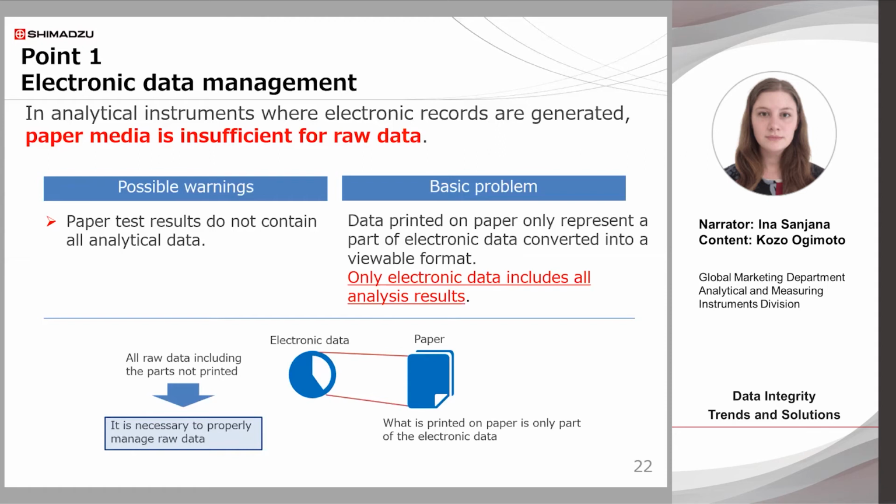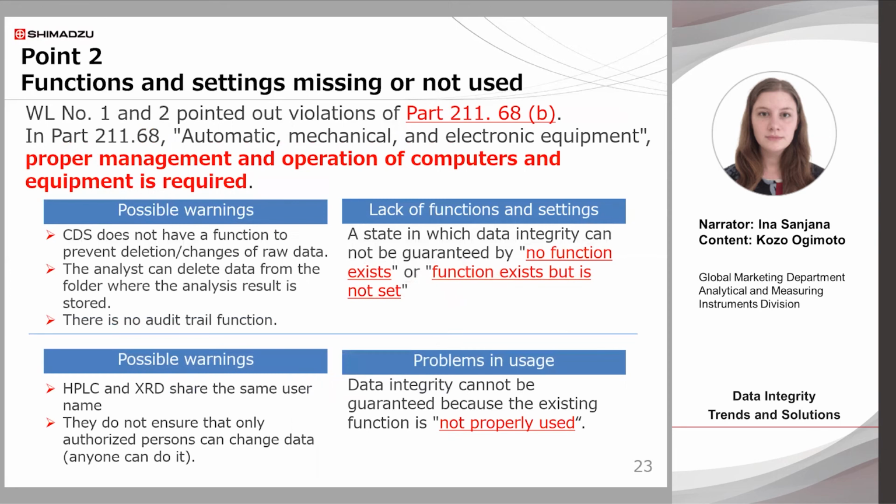Then they may be able to make a determination. So for instruments such as LCs, we have to keep electronic records and manage them in conjunction with our paper records. The second point relates to the first 2 FDA warning letters we discussed.